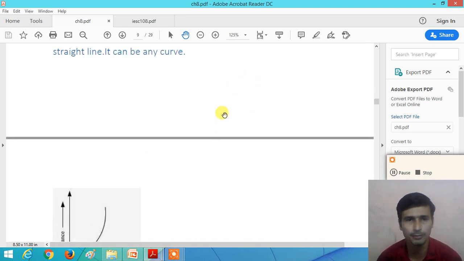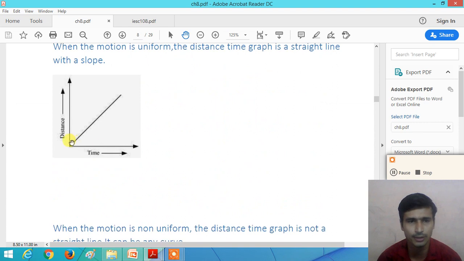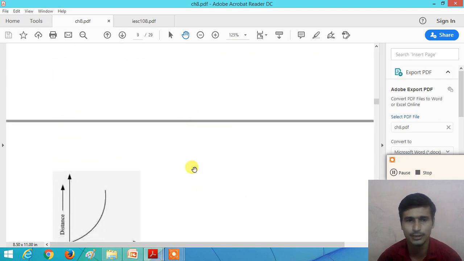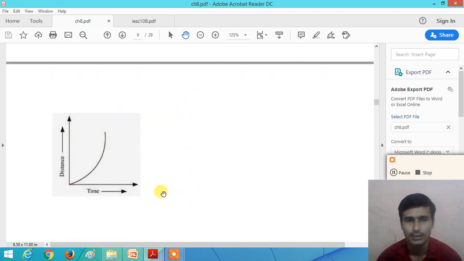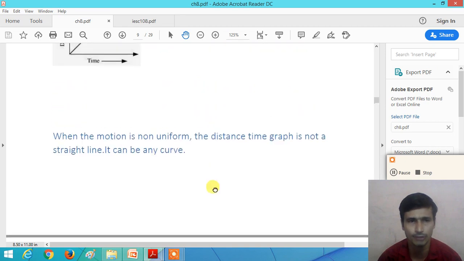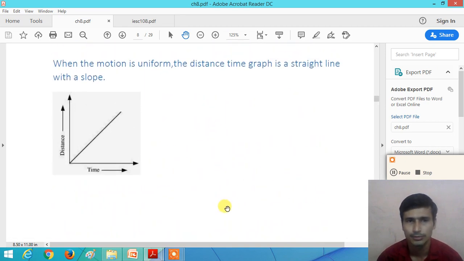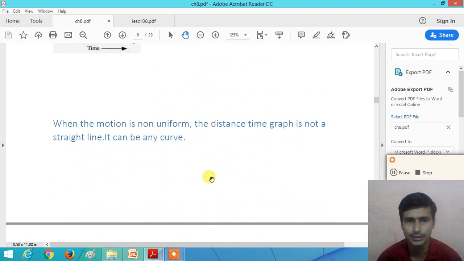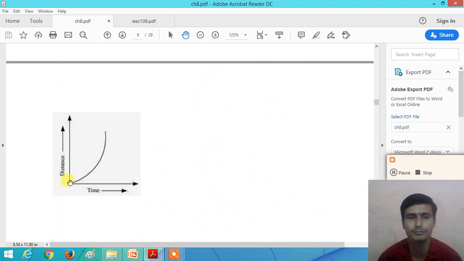For the uniform motion, what will the graph be? What will the distance time graph of uniform motion look like? It will be a straight line, right? And what will the graph of non-uniform motion be? Like this curvature, or any type of curve. So the first answer of this first question: the distance time graph for the uniform motion is a straight line, and the distance time graph for the non-uniform motion is like this curvature, right?